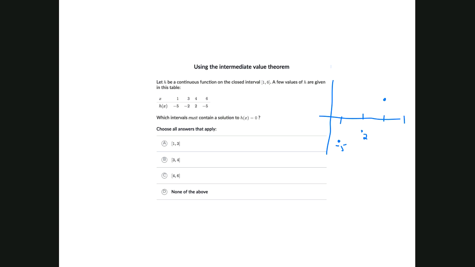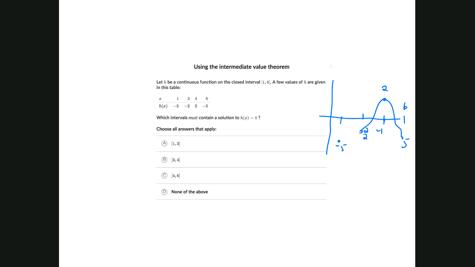I know that in order to go from -2 to +2, you have to cross this axis. h of x has to equal 0 someplace in there. And then I also have -5 down here. So we know that between 3 and 4, it has to cross here someplace. And this is 6 here. So in order to get back down to -5, it's got to cross that x-axis again somehow. So it looks like we choose all the answers that apply.